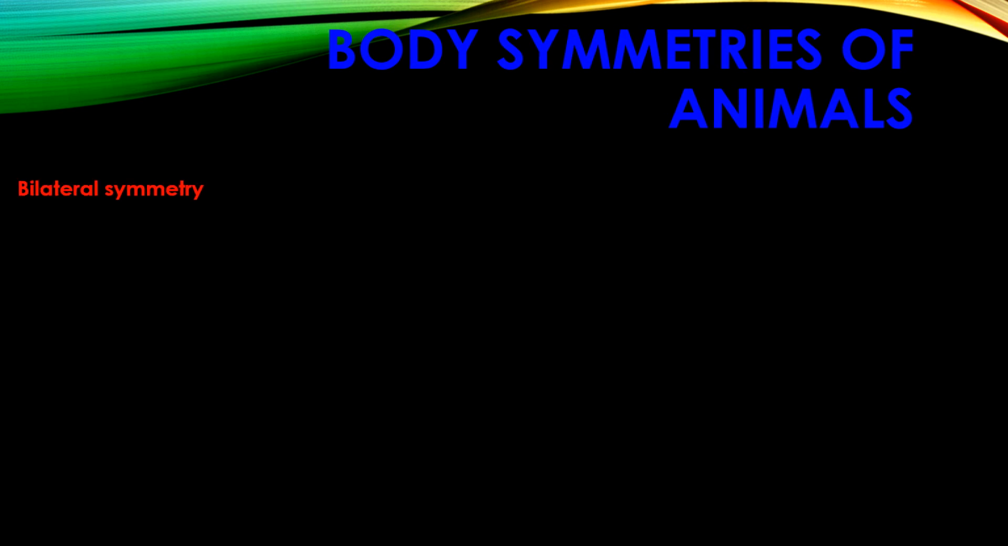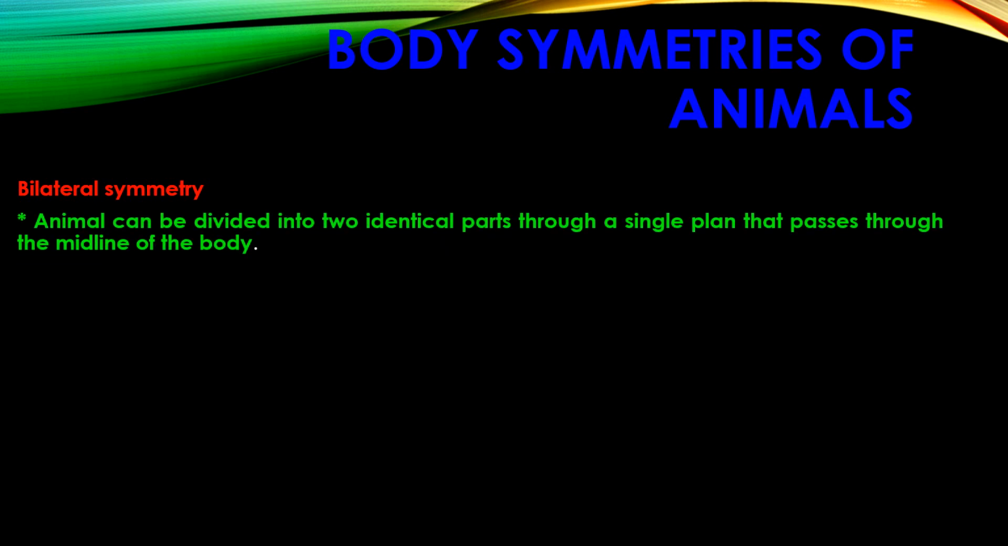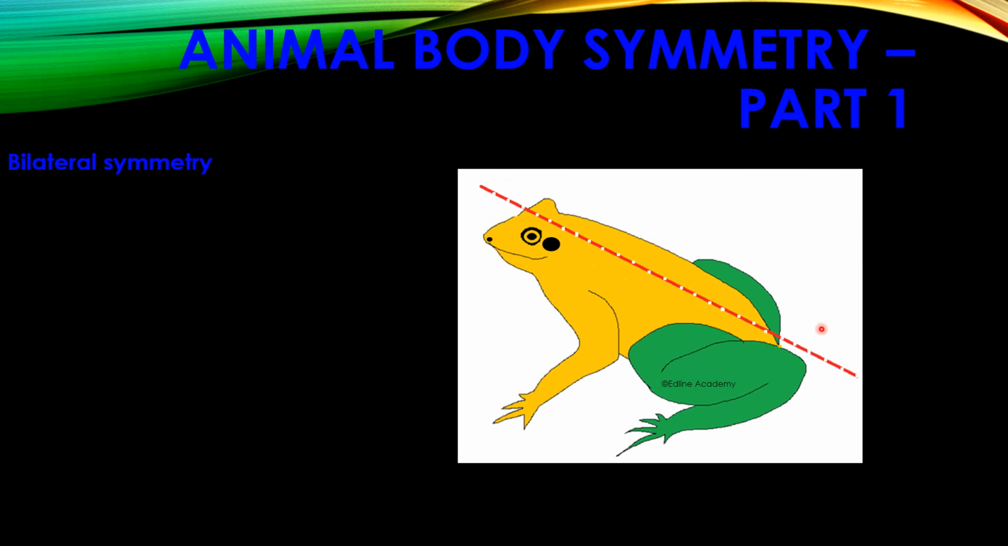Now you are going to learn about bilaterally symmetrical animals. Bilateral symmetry means the animal's body can be divided into two identical halves through a single plane which passes through the midline or the central line of the body. Take a look at this diagram.